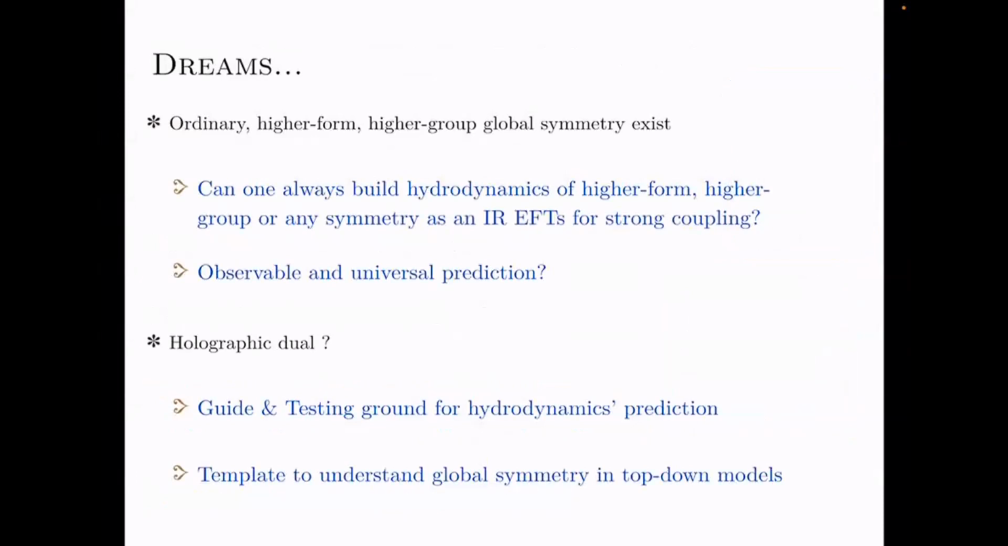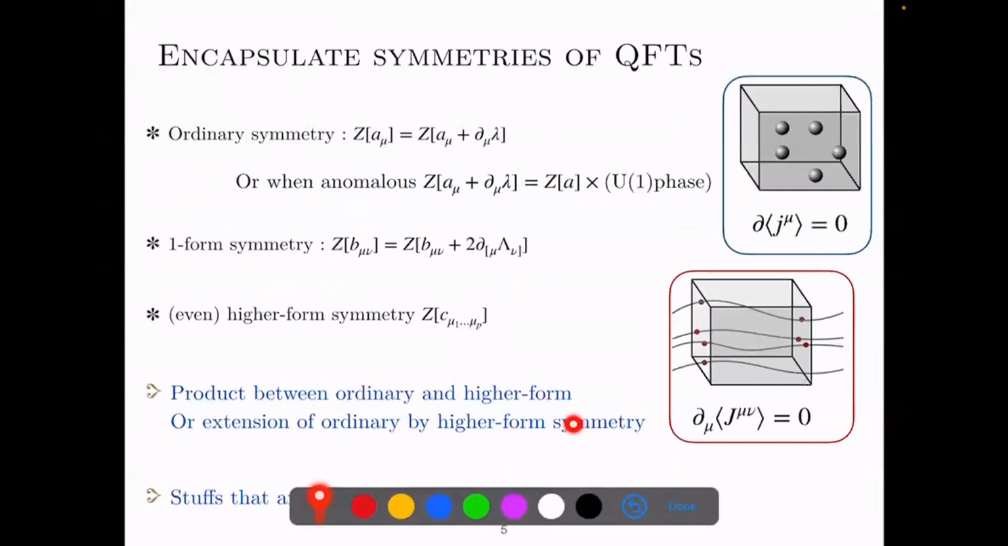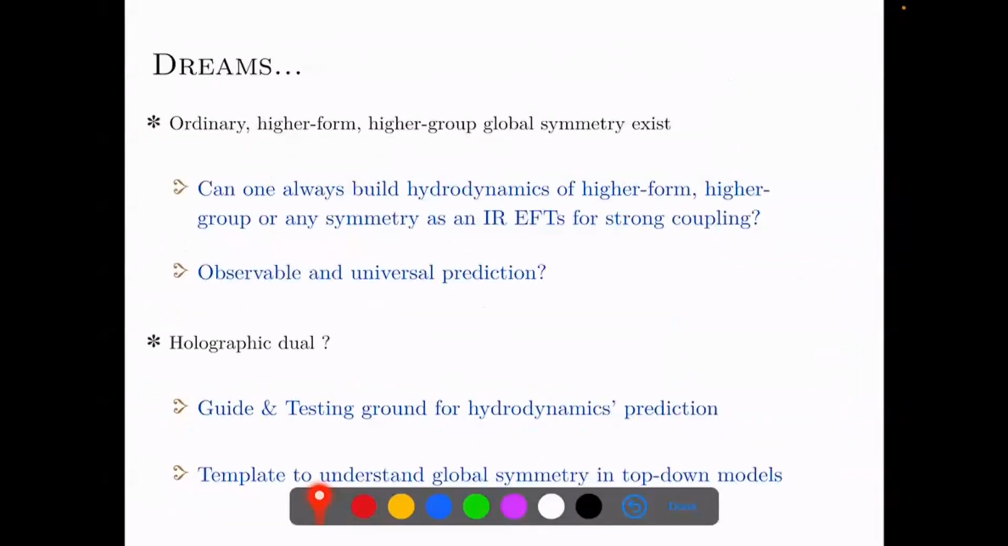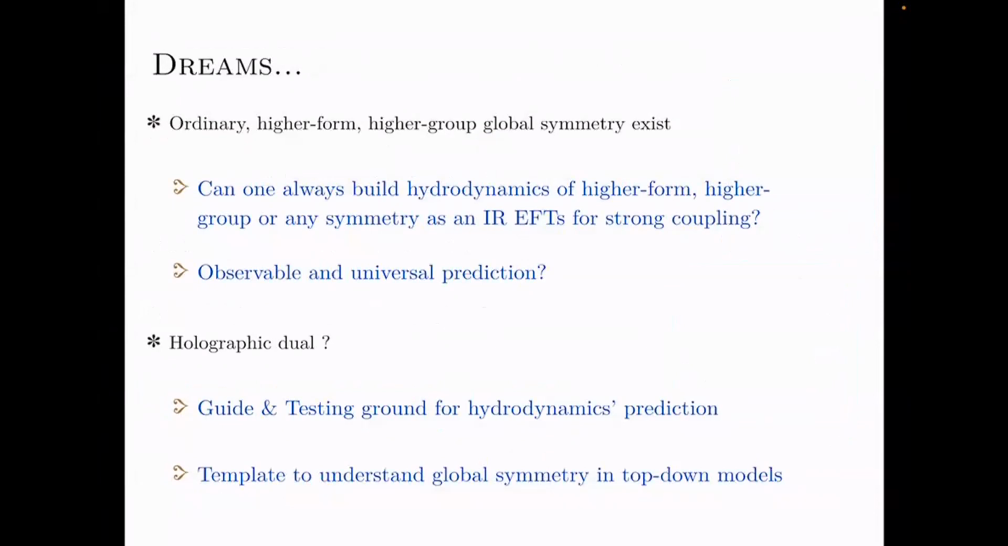So that brings me to the dream of when we started this project. There is ordinary symmetry, higher form symmetry, and then there is something called higher group global symmetry, which is in the borderline of these types of symmetries. So it exists in quantum theory, and we can do hydrodynamics for ordinary symmetry. So how can we not do it for this higher group structure? It's a more intricate symmetry structure, but it exists. So can you build a hydrodynamic version of that? And does it have observable and universal predictions in the same way as usual hydrodynamics does?